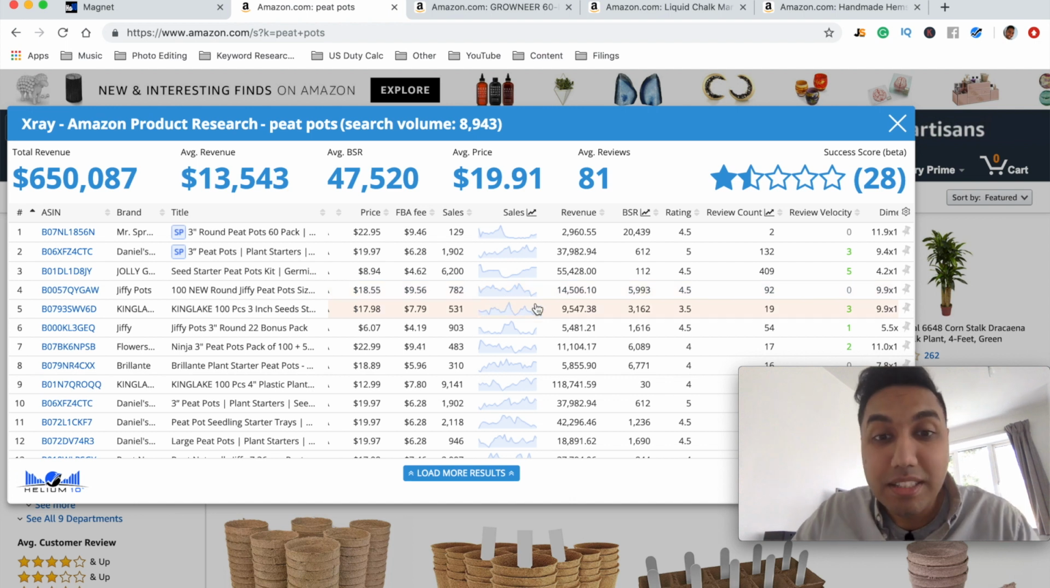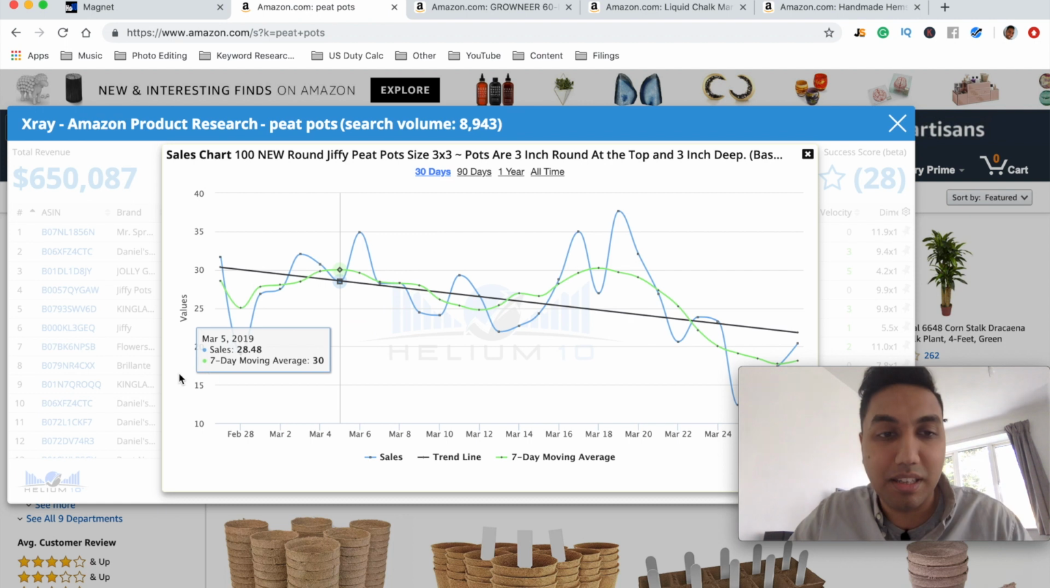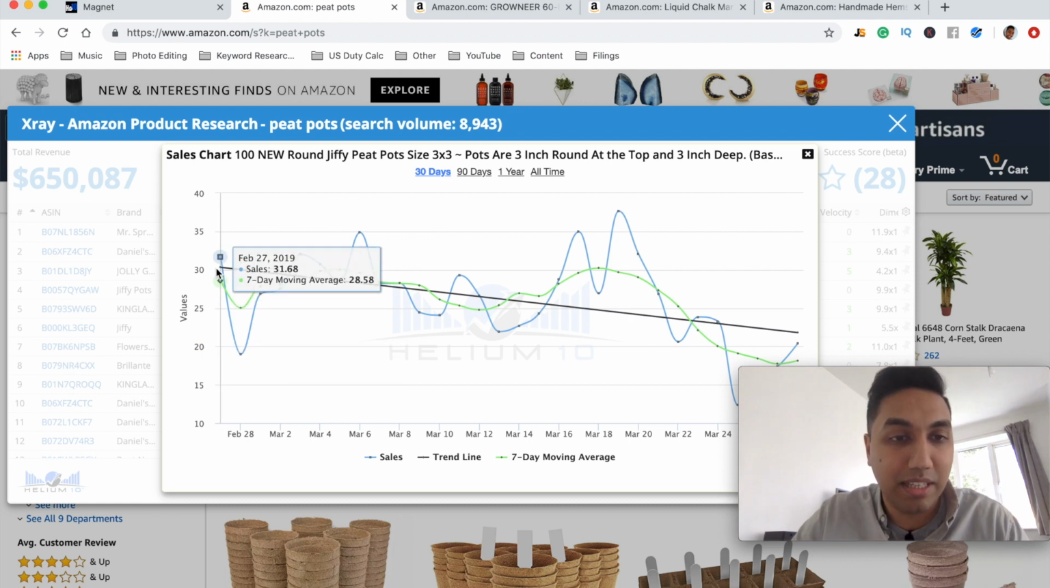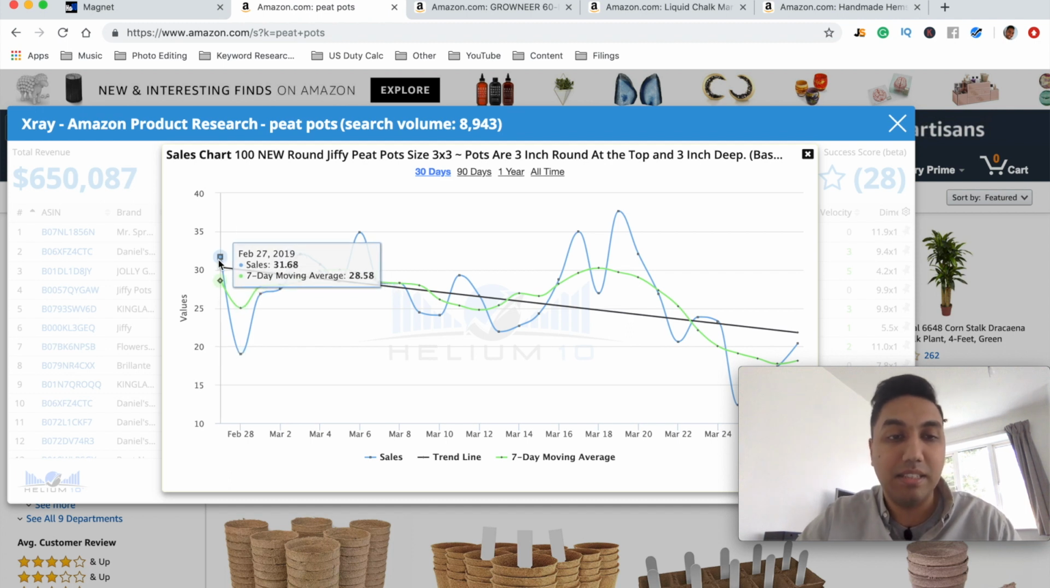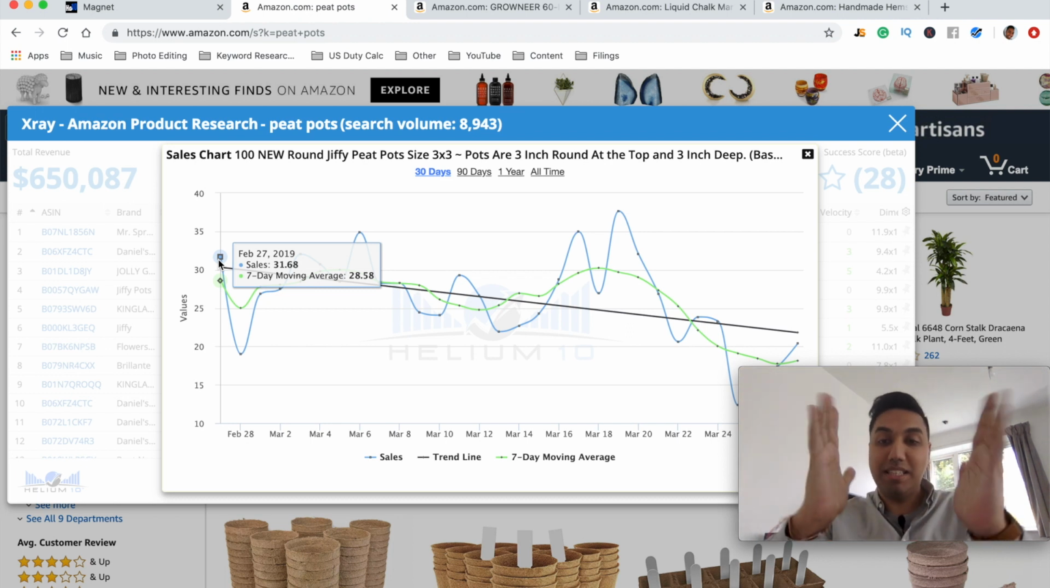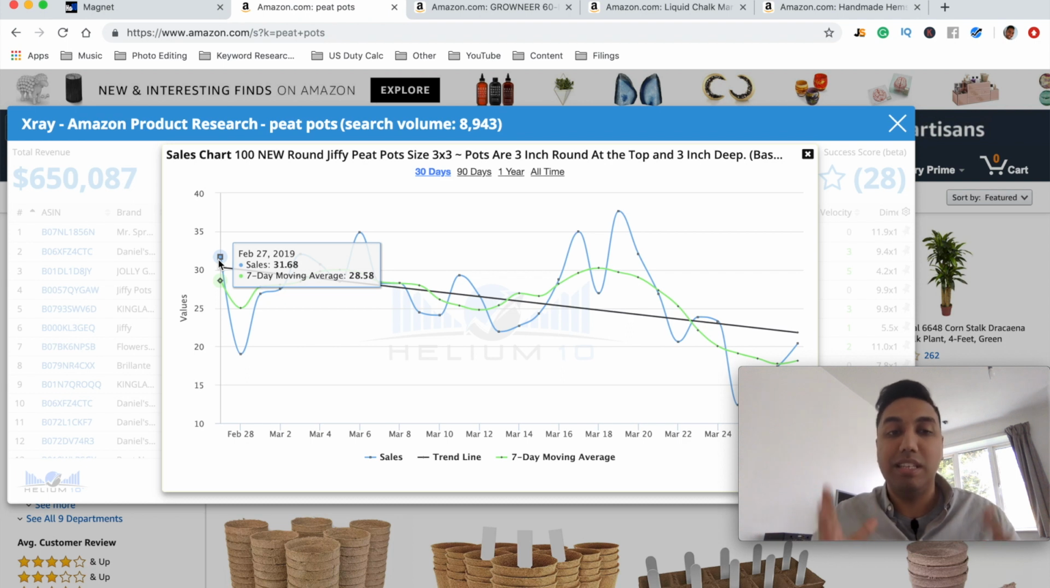So what we want to do is click into the sales trend line over here, and what we can see is the trend line over the last 30 days. The blue line over here is the sales, the amount of sales that they make every day in the last 30 days. The green line is a 7-day moving average. It will take the last 7 days' worth of sales and make an average of it, so it will look like a much smoother line than the sales. We want to make sure there are no massive spikes in the 7-day moving average. Sales is okay because that goes up and down day to day.